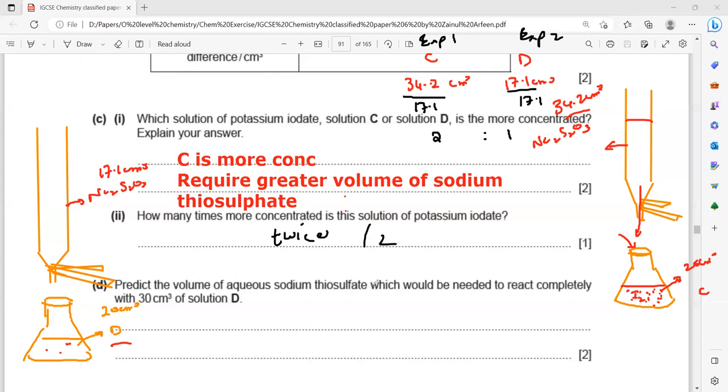Predict the volume of sodium thiosulfate that would be needed to react completely with 30 cm³ of solution D. Look, if we had 20 cm³ of solution D, how much thiosulfate was needed from a burette? We need 17.1. So if we have 30 cm³ of solution D, how much thiosulfate is needed for a complete reaction, X? So what we do is cross multiply. 20 required 17.1, so 30 cm³ required X. What's the answer for this?